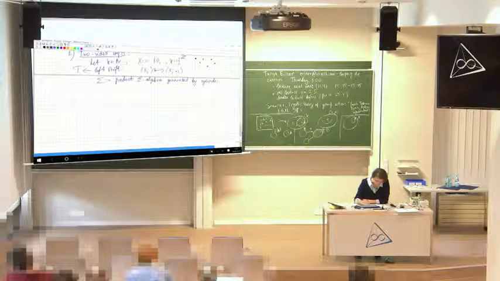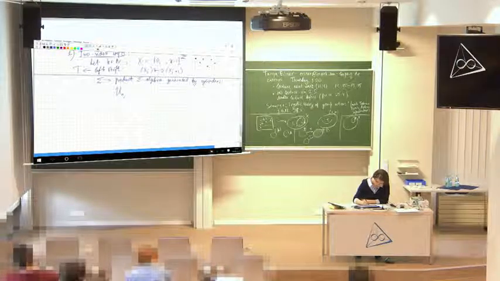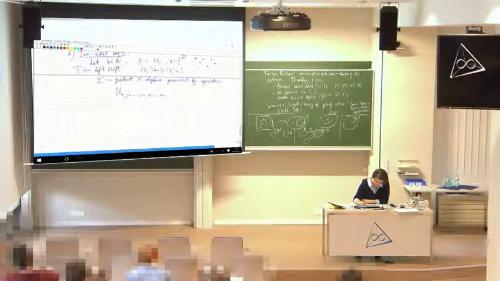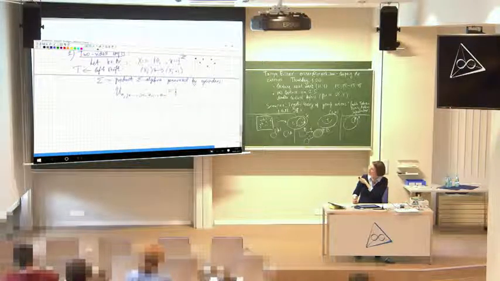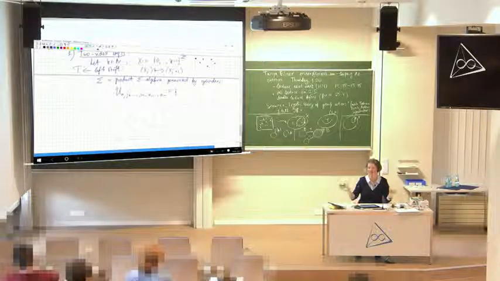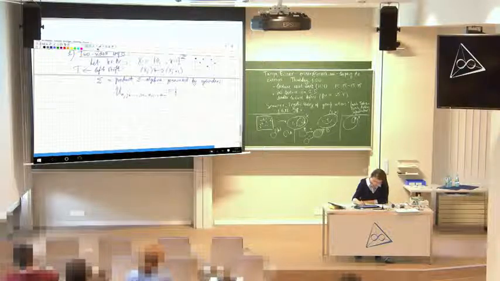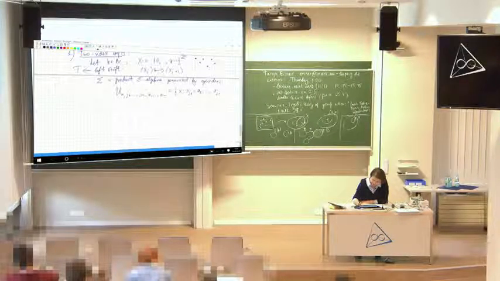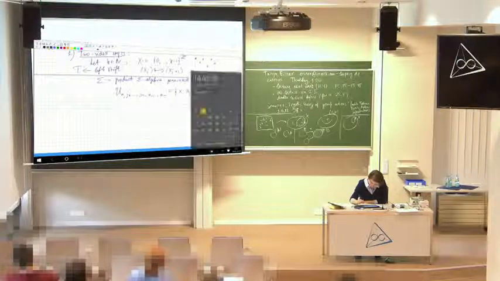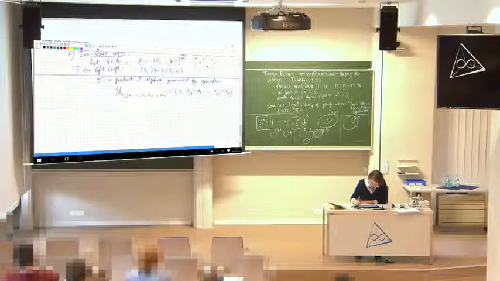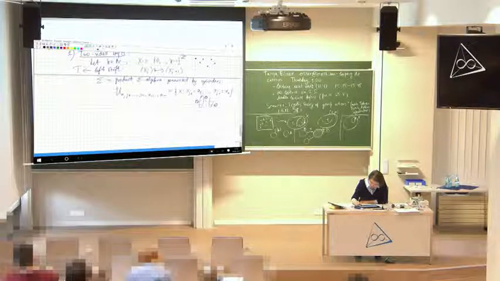So what is a cylinder? These are sets of the form: n, then j_1, etc., j_n, and a_1, etc., a_n. So we restrict finitely many coordinates. We say these j's are the coordinates which we restrict, and all others are free to choose. So they are all x such that the j_1 coordinate is a_1, etc., the j_n coordinate is a_n, and all other coordinates are free to choose. So the cylinder sets: for example, we restrict this coordinate to lie here, and this to lie here, and this to lie here, and all others are free to choose. These are the sets.